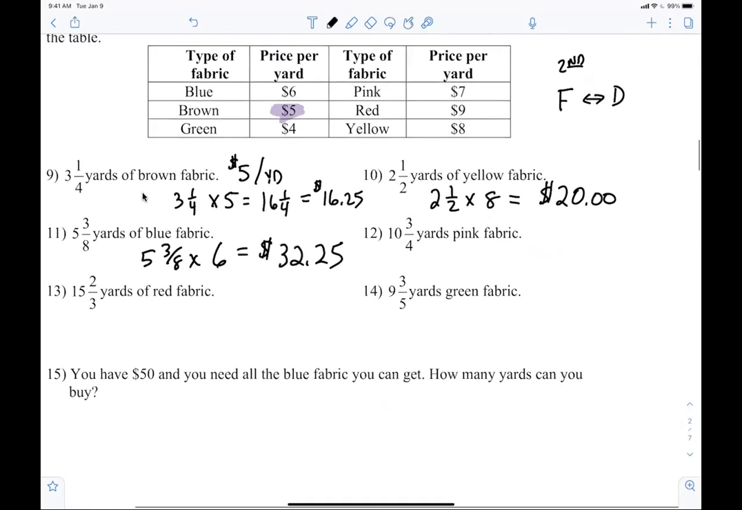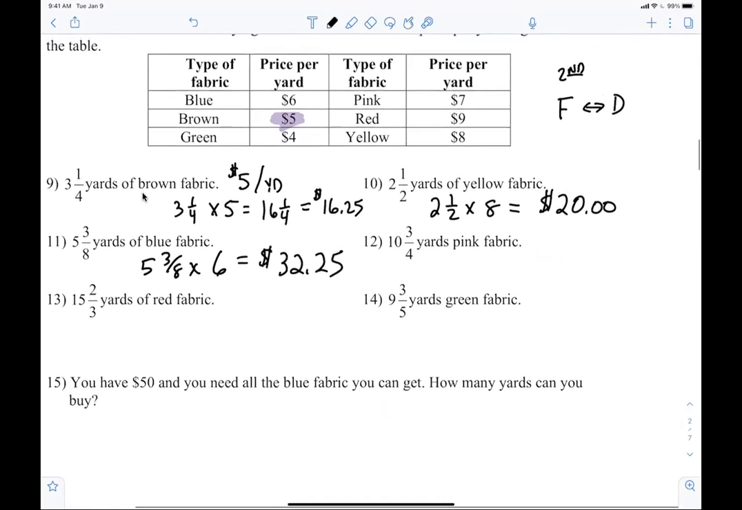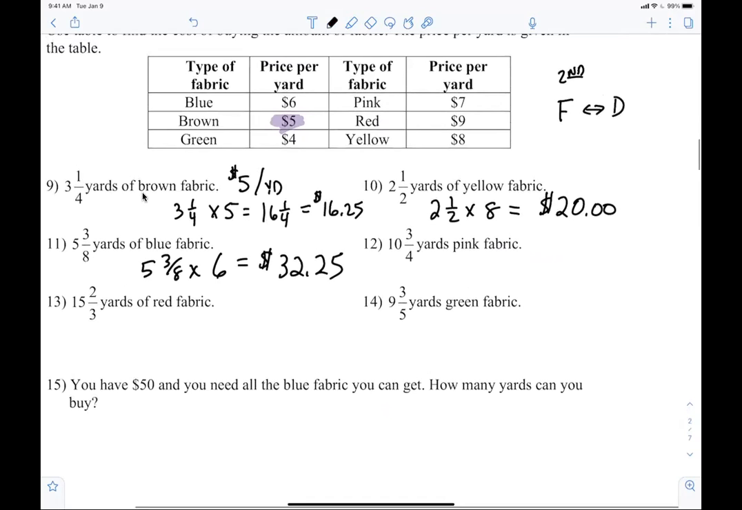Max, you're up. Number 12. And so 10 yards of main fabric. So you do 10 3/4 times 7. Good. I got 75 1/4, 65. Yay, very good. 75.25.